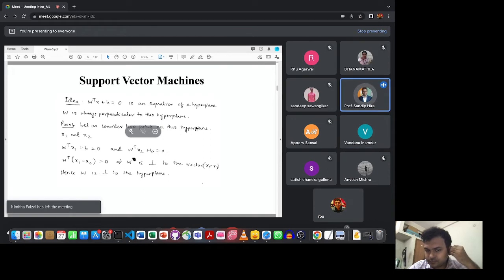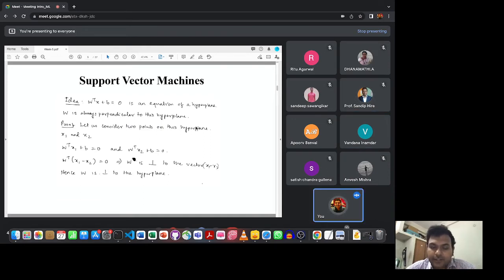Theta will be 90 degrees. Yeah, so W transpose (x1 minus x2) can be written in which form? There is no theta in that equation, so how do you get the theta?